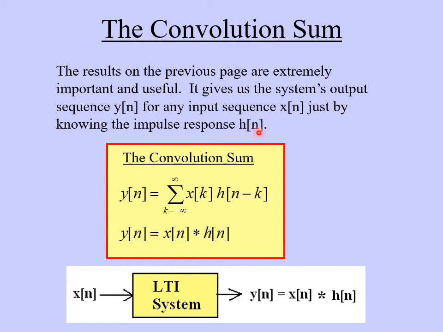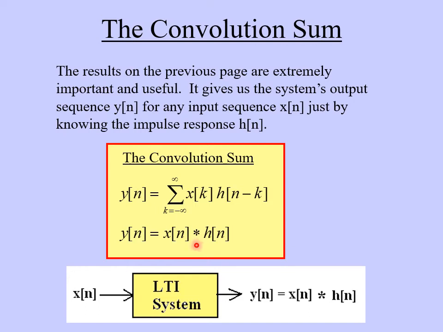If we know what the impulse response is to a system, we can figure out its output to any signal, given by the convolution sum, which is just a repeat of what was shown on the last slide. Instead of writing out this whole thing, which is complicated because it's got all the indexes and the h and the n, the convolution sum is designated with this star symbol.